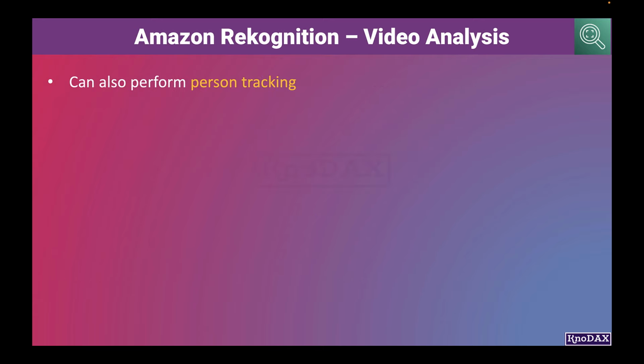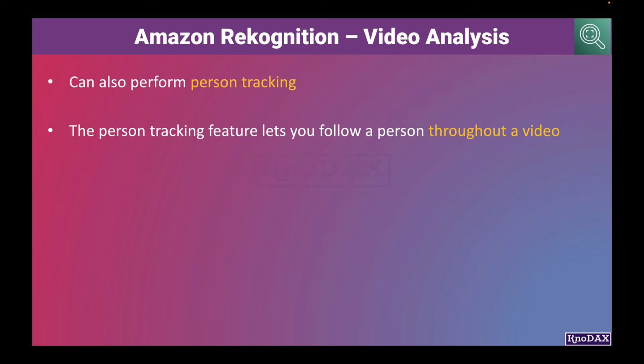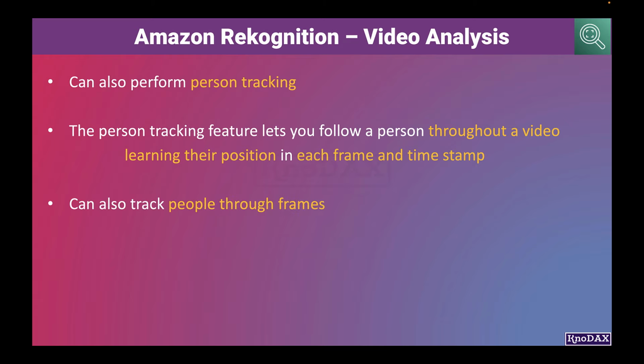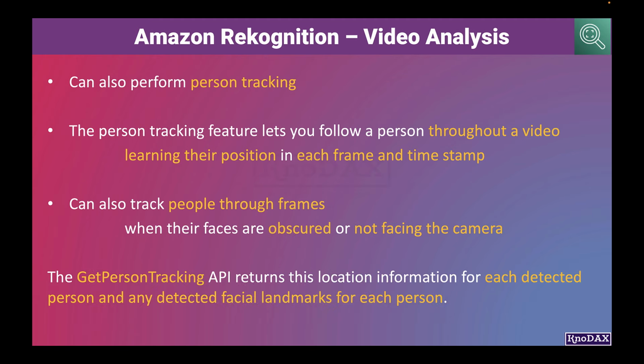Amazon Rekognition also can perform person tracking. The person tracking feature lets you follow a person throughout a video, learning their position in each frame and timestamp when they are seen in the video. It can also track people through frames when their faces are obscured or not facing the camera. The Get Person Tracking API returns this location information for each detected person and any detected facial landmarks for each person.